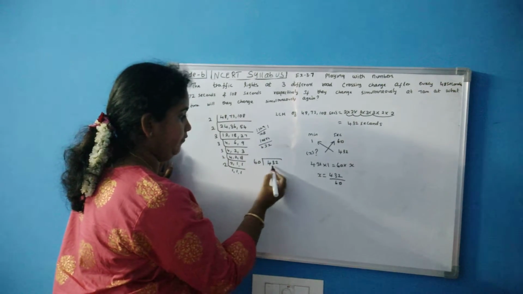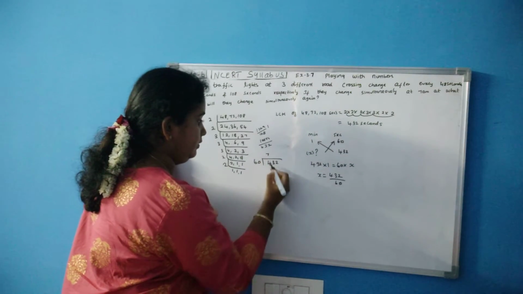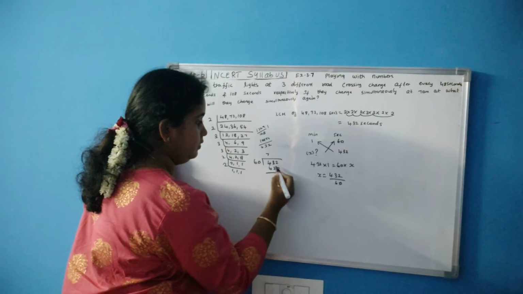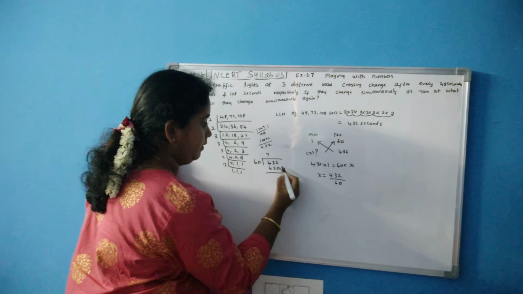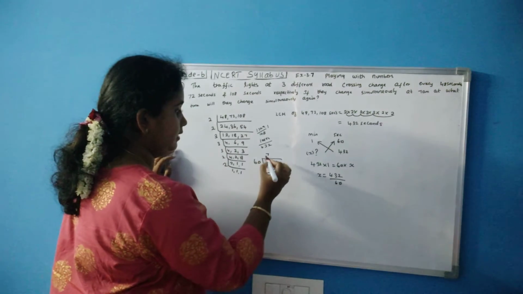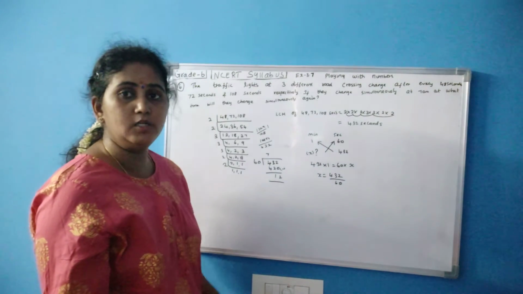So consider only 43 and then 6. 6 sevens are 42, right? So 60 into 7 gives you 420. Okay, so now subtract it. 2, 3 minus 2, 1. So what does it mean? It gives you 7 minutes and the remainder is your seconds. 7 minutes and 12 seconds.